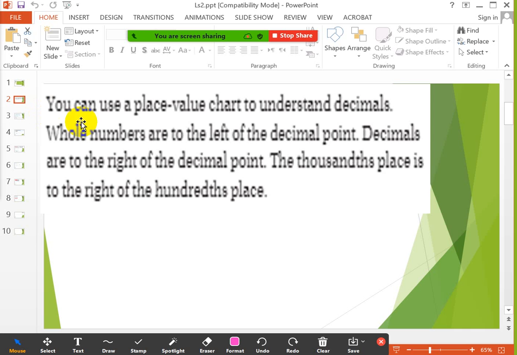So decimals are to the right of the decimal point. So we will talk about the right side. The thousandths place is to the right of the hundredths place.